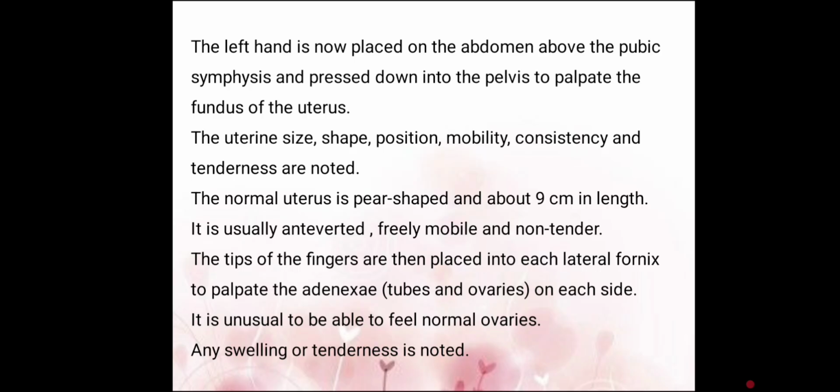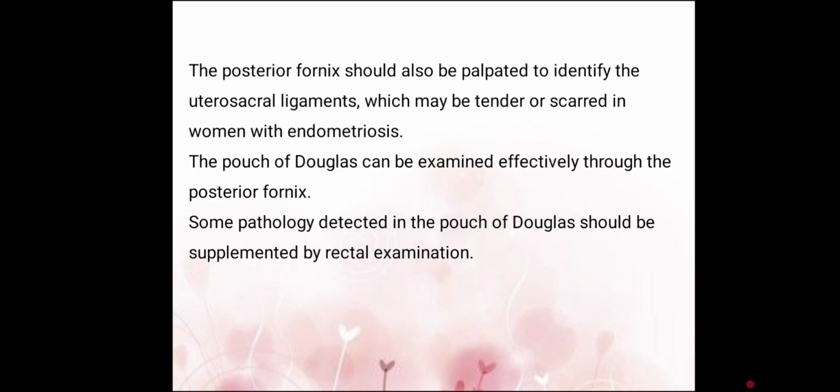Normal ovaries are usually not palpable, and any adnexal swelling or adnexal tenderness should be noted during bimanual examination. Following examination of the fornices, right and left, examine the posterior fornix for the uterosacral ligament, which is involved in endometriosis. The uterosacral ligament is a common site for deep infiltrating endometriosis, which implants in that ligament, causing bleeding, inflammation, and tenderness on the uterosacral ligament.